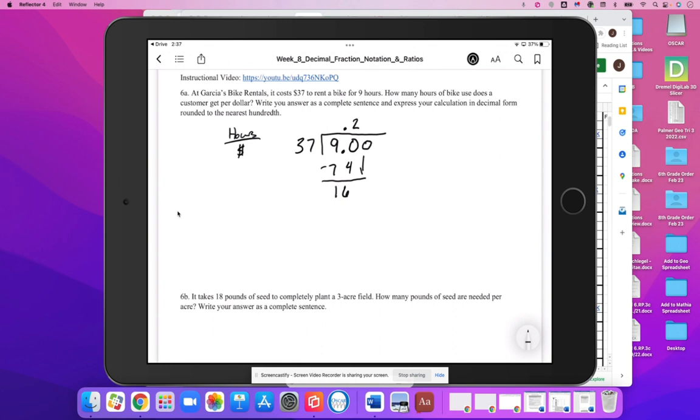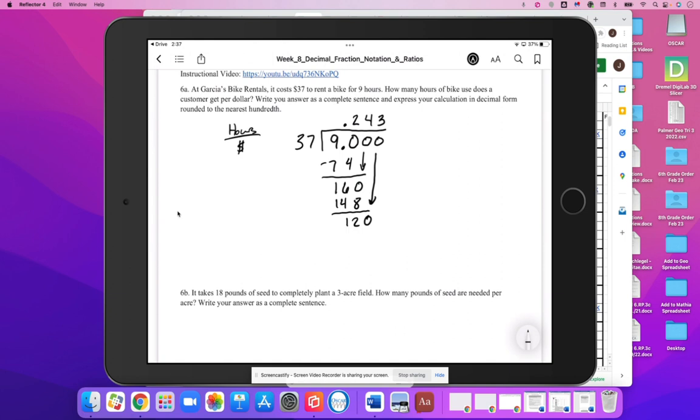37 does not go into 16, so we need to add a 0. That makes it 160. 5, no, 4, maybe 4. Let's try 4. Yep, and that's 148, which leaves us with 12. Need to add a 0 and bring it down. 120. So we know that 4 makes 148, so that's going to be 3.